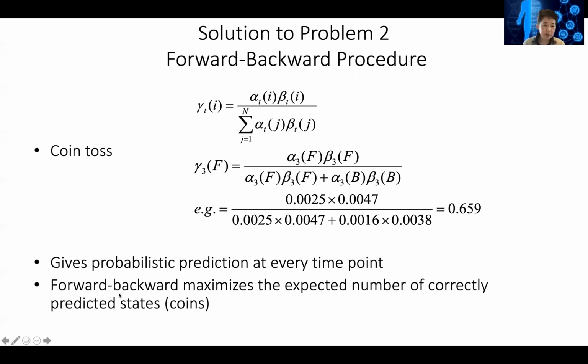And so the forward-backward procedure can maximize the expected number of correctly predicted states throughout the coin flip. So imagine if you have a very, very long string of coin flips, at every location you use all the information before and all the information after, all the coin flips after and all the coin flips before, in order to make your best guess of what's the coin that's used at this location. And if you use the forward-backward procedure, it will maximize your expected number of states at every coin flip that are correctly predicted. And so that's one solution to the second problem.